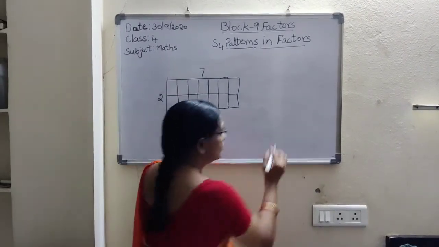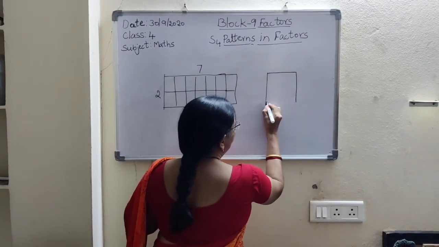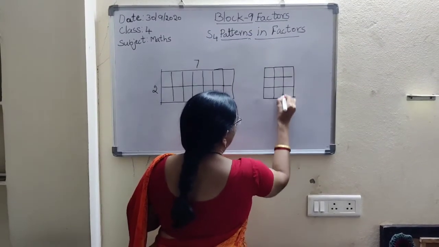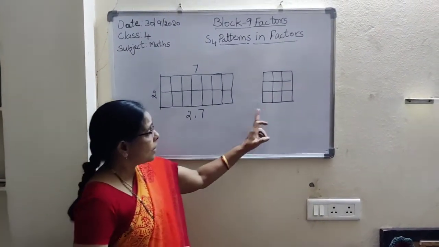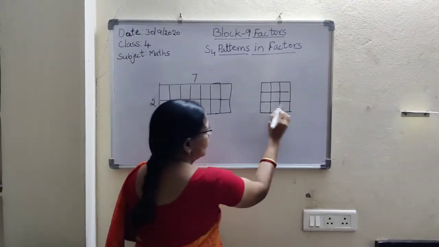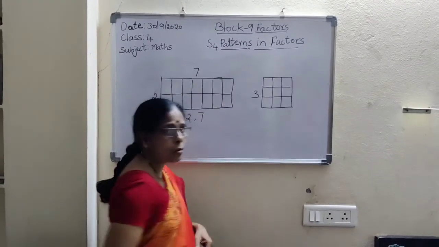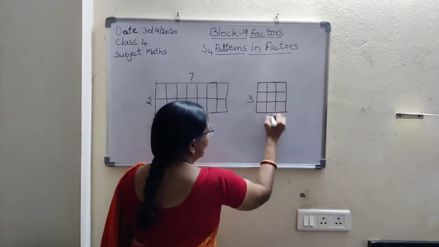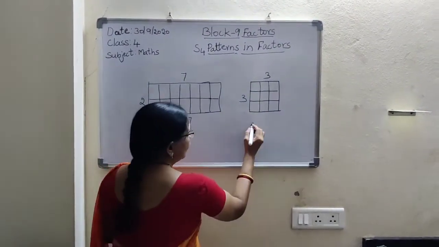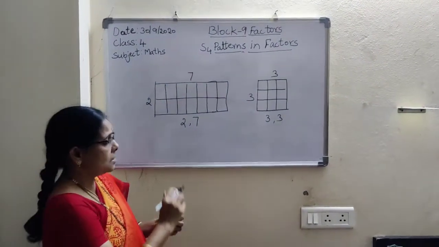Next, again I draw the figure here. How will we write the factor pair here, children? How many rows are there? 1, 2, 3. 3 rows. How many columns? 1, 2, 3. 3 columns. So what are the factor pairs? 3 and 3 are the factor pairs of this figure.